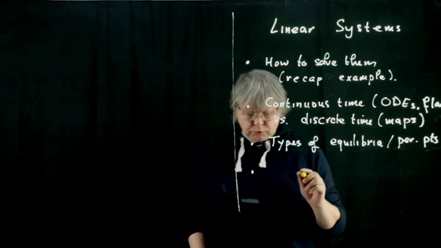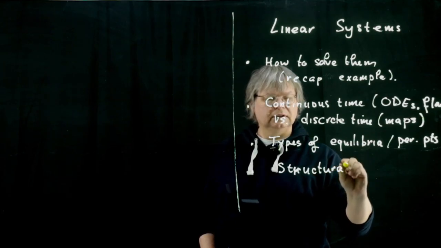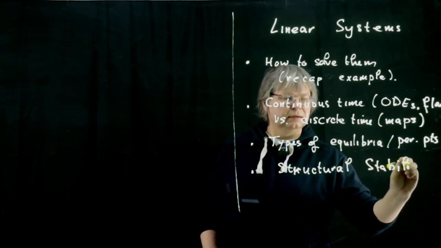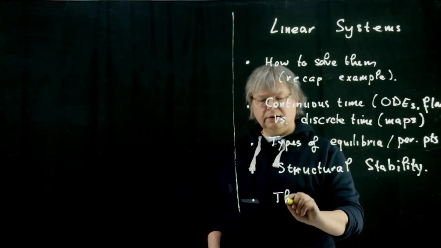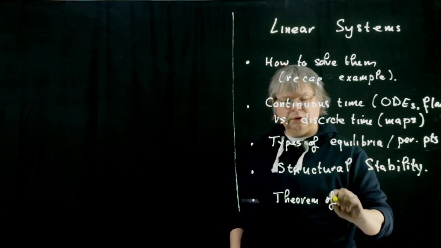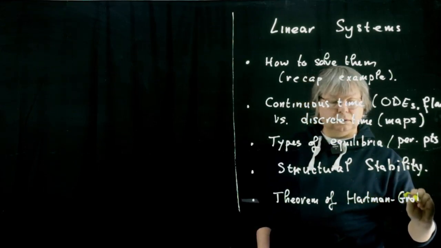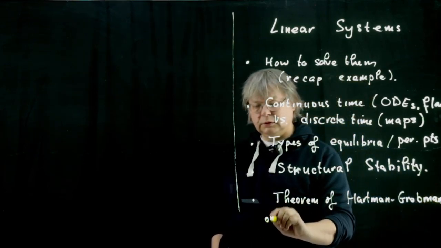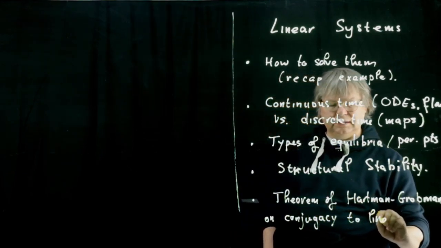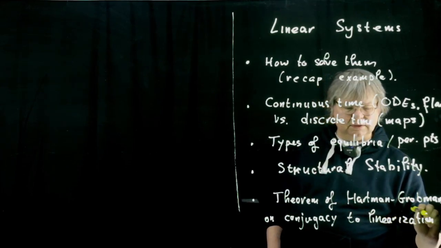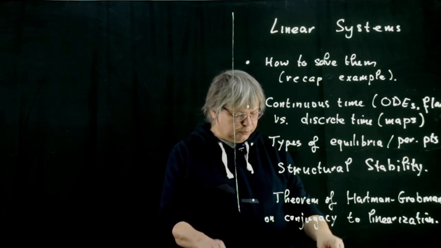I want to introduce a new notion, namely structural stability. And the main theorem for this lecture at the end, that is the theorem of Hartmann-Grobmann on conjugacy to the linearization. And I think that's enough for one lecture. So let's start with an example.